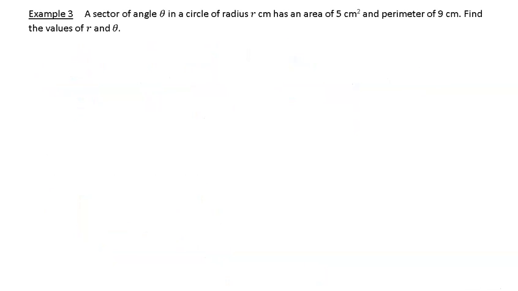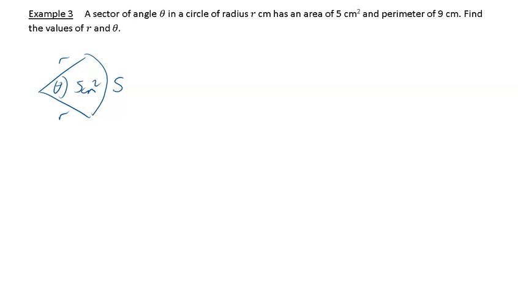Example 3 says a sector of angle theta in a circle of radius r centimeters has an area of 5 centimeters squared and a perimeter of 9 centimeters. Find the values of r and theta. Okay, we diagram again. You've got your radius here, and that's my arc length s, and that's my theta, and the only thing we know is that is 5 centimeters squared for this area. We also know the total perimeter is equal to 9.